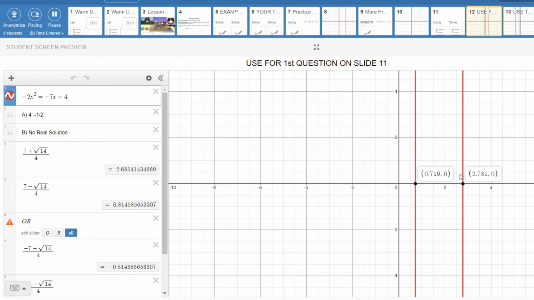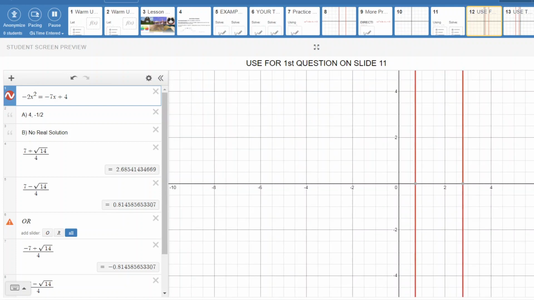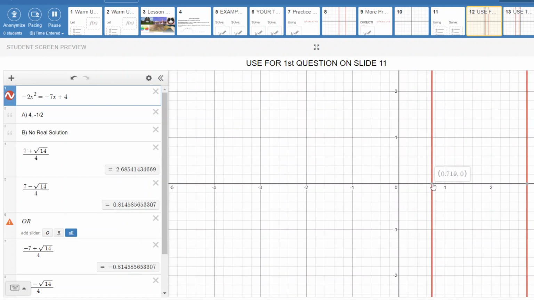One thing I noticed right away, it's clearly not 4, and it's clearly not negative 1/2. If there were no solution, you wouldn't actually see any lines here at all. You'd have to zoom out just to check. But clearly for this one, there are 2 answers because you can see them here. Now our decision is, is it this answer? Let me go back to this slide just for a second.